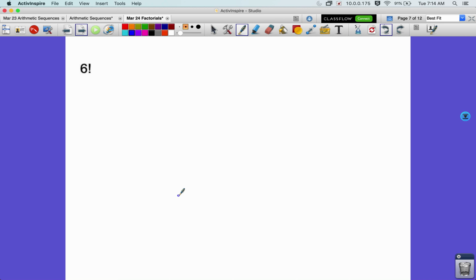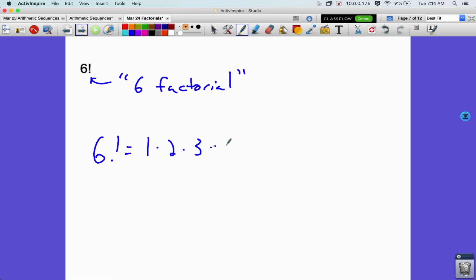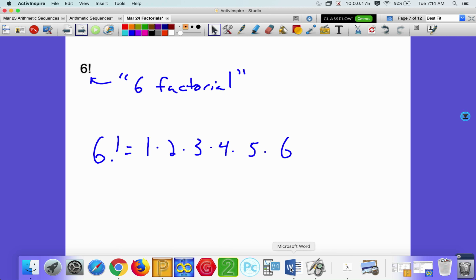But yeah, this is best learned by example. So here we say this as 6 factorial. So you read the exclamation point as factorial. And what 6 factorial means is the product of, well, we can do it in either order. I don't like to do it in ascending order. 1 times 2 times 3 times 4 times 5 times 6. And I can plug that into my calculator, then I'm going to show you the shortcut.